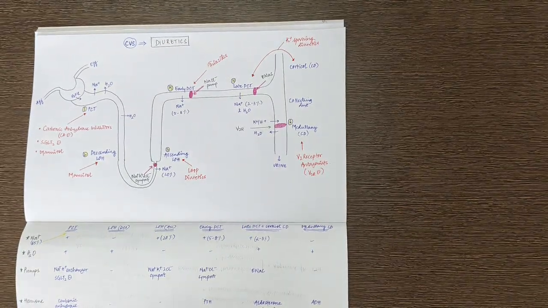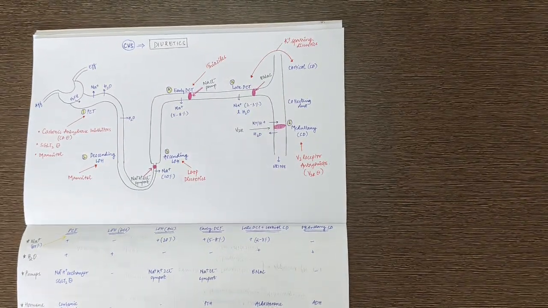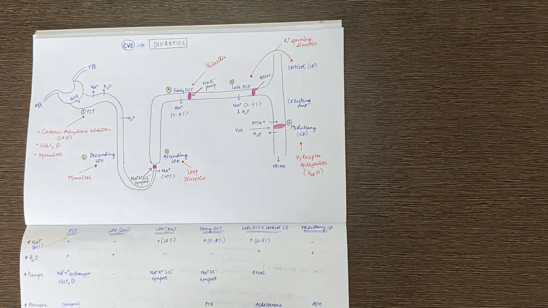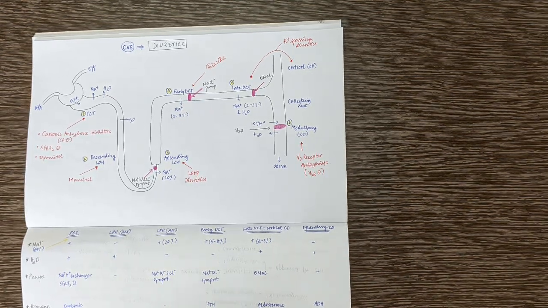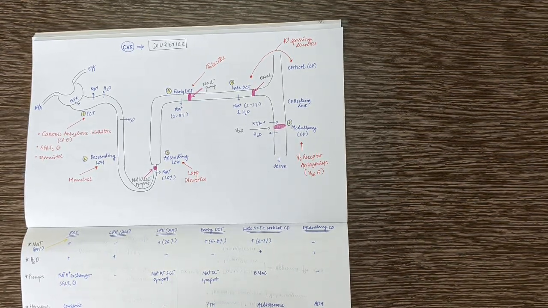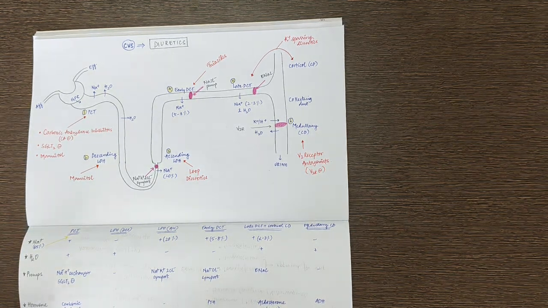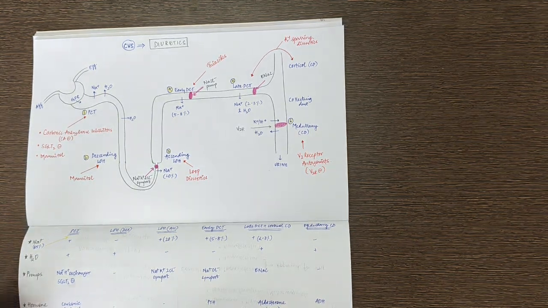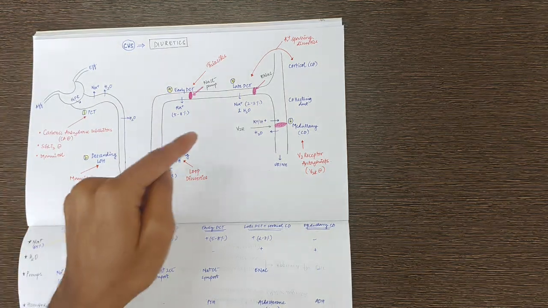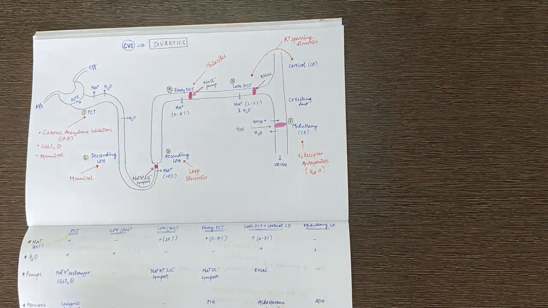Hello everyone. Okay, let's start today CVS diuretics. Okay, pharmacology diuretics. To know it, you must be knowing the basics. So what is the functional unit of kidney? It is nephron. In nephron there are various parts, and these diuretics act on different parts of this nephron. So you must be knowing this.